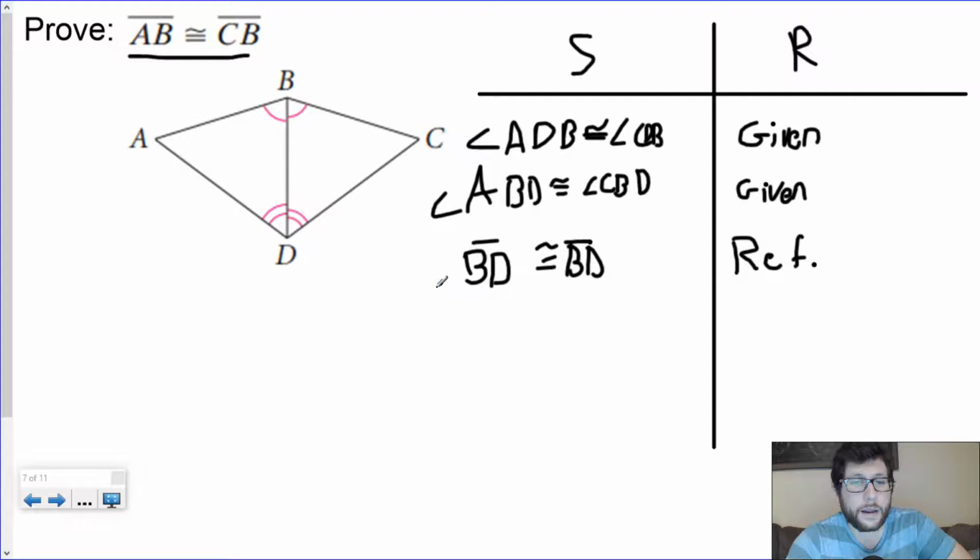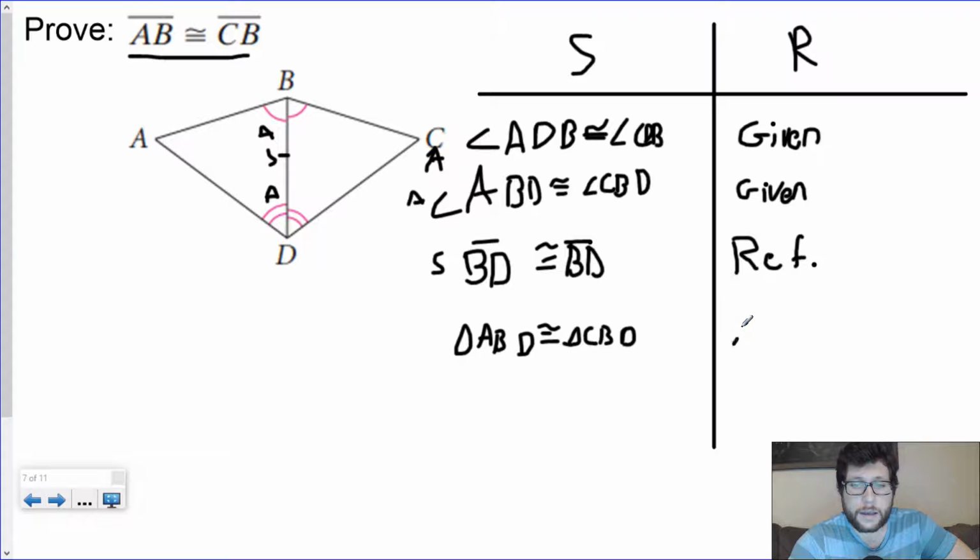All right, now I have an angle, right? That guy's my angle. Here's another angle. Here's a side. And I look at my triangle and say, oh, I've got angle, side, angle. So I'm going to say triangle ABD is congruent to triangle CBD. And that's by ASA. And normally we would stop here. Okay, but we're going to take it one step further.